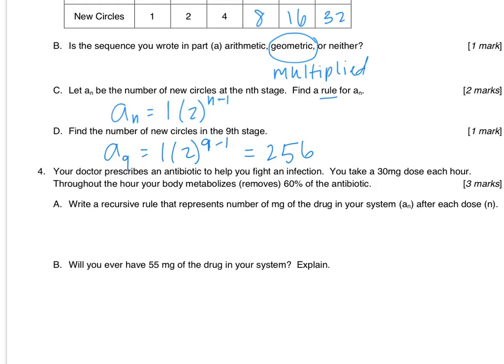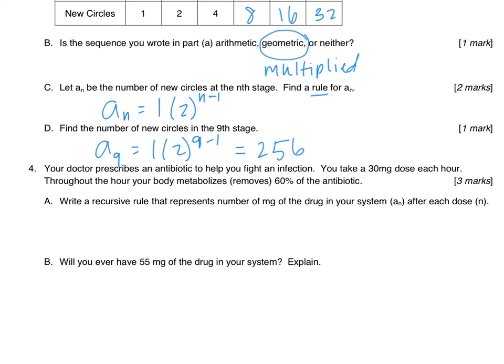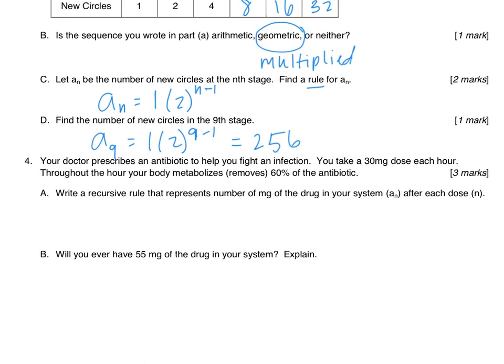Your doctor prescribes an antibiotic to help fight an infection. You take a 30 milligram dose each hour. Throughout the hour, your body metabolizes or removes 60% of the antibiotic. Write a recursive rule that represents the number of milligrams of the drug in your system after each dose.